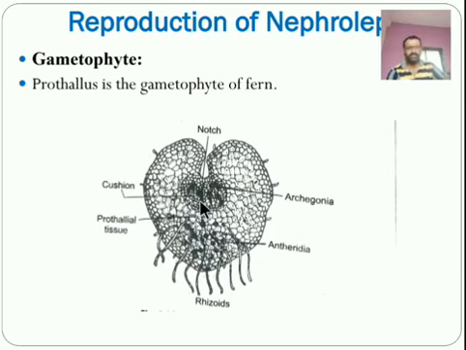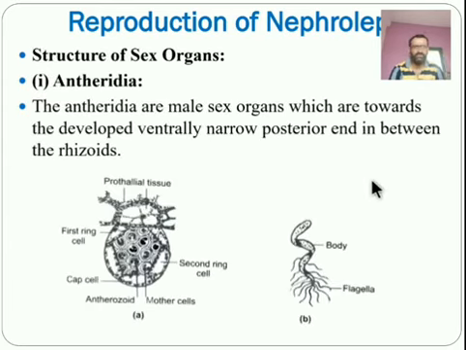In this way, this prothallus is a monoecious structure. At maturity, it produces both male and female sex organs, that is the antheridia and archegonia. At the basal side near the rhizoids, they produce the antheridia, and at the notch, the cushion-like structure, they produce the archegonia. Let us see one by one the structure of the sex organs.